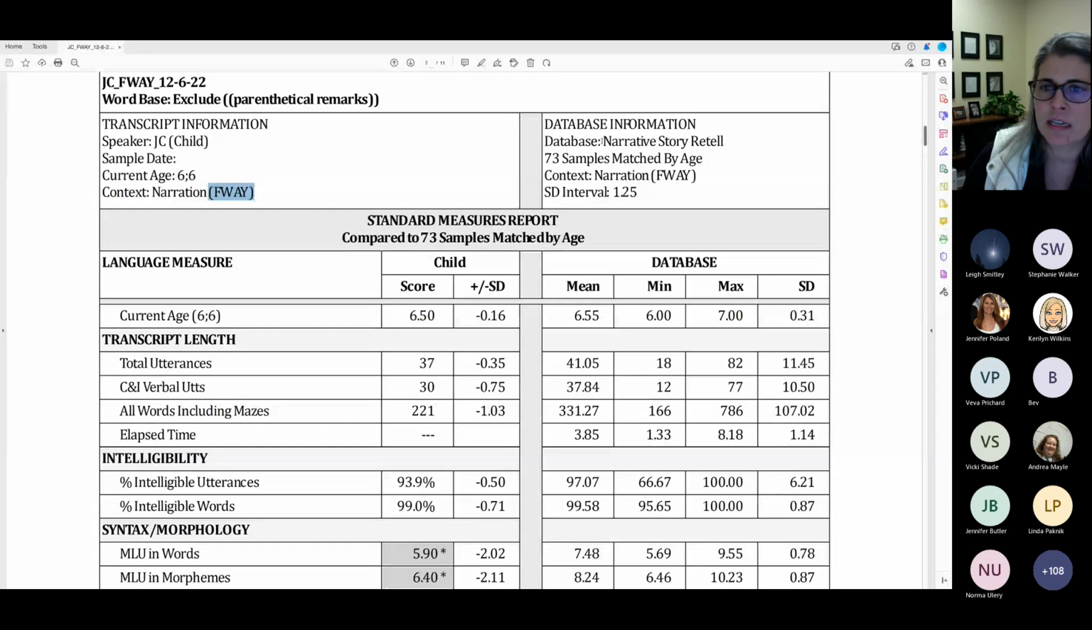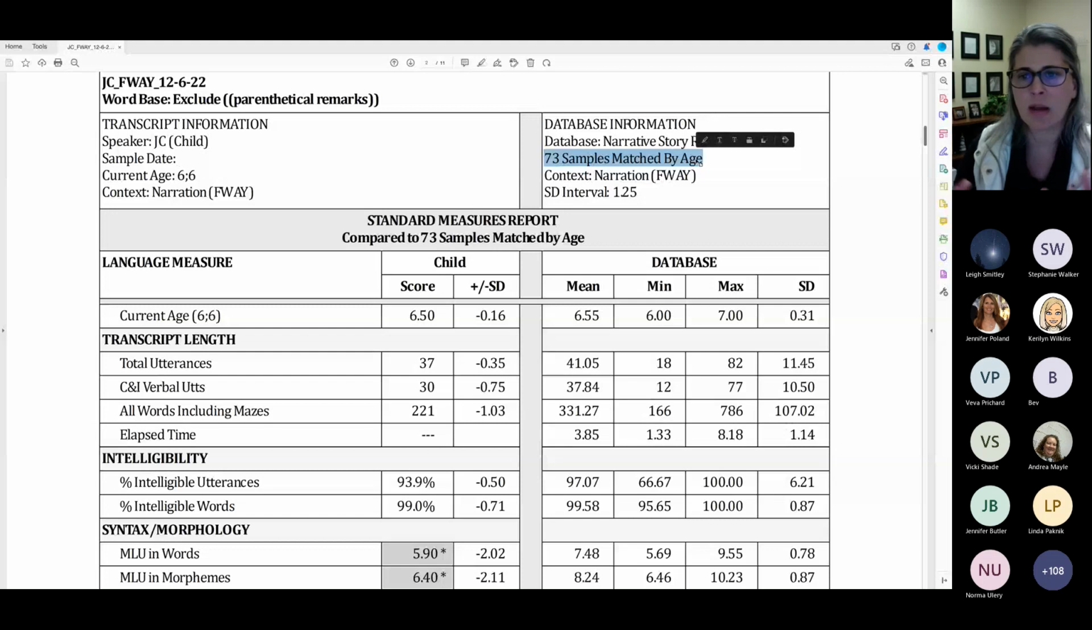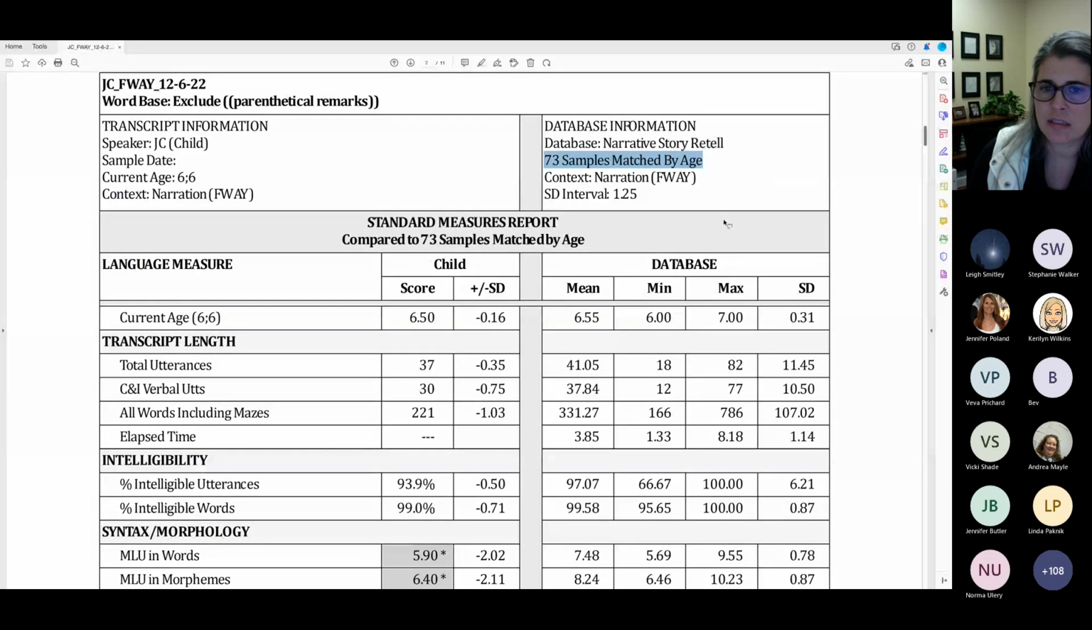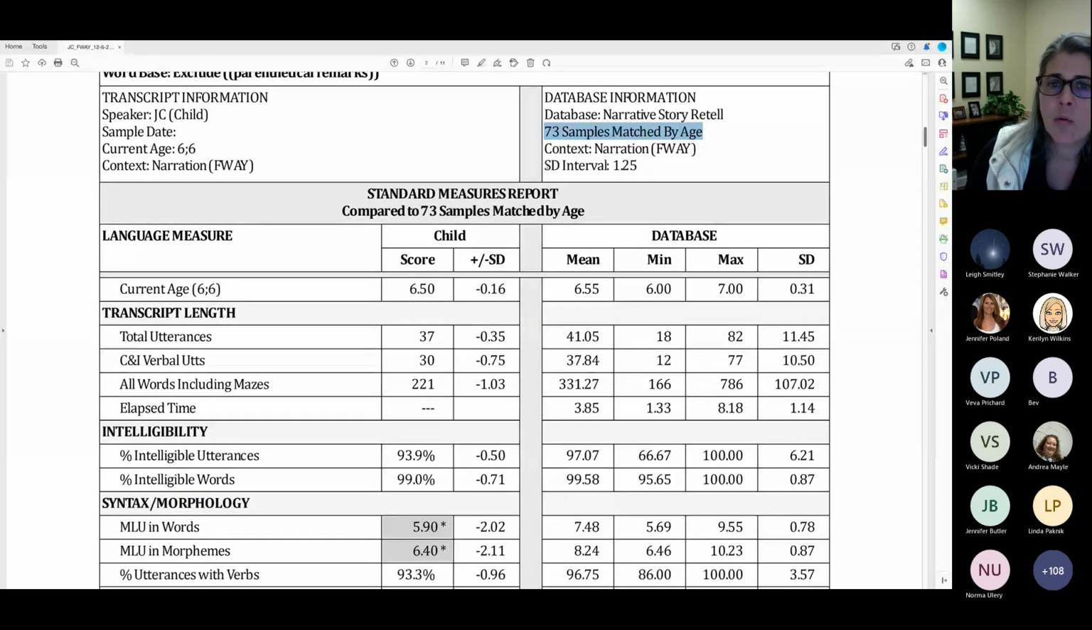So he got compared to the narrative story retell database. There were 73 kids or samples that were 6 months around him. So it pulls in any sample that was given by a kid 6 months younger and 6 months older, in order to create the database means and standard deviations. And then we chose 1.25 as the flagging amount in order to raise concerns over here, but you'll actually have other information. So that's kind of the header stuff.